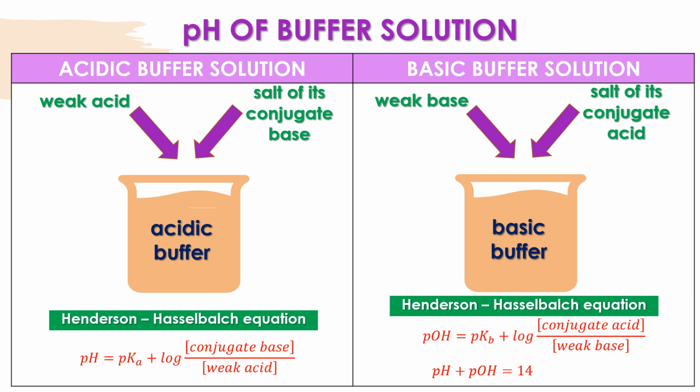So, kat sini kita nampak Henderson-Hasselbalch equation ni dia ada dua. Yang pertama untuk acidic buffer solution, yang kedua untuk basic buffer solution. Kalau kita tengok dia ada perbezaan. Kalau yang acidic, depan dia pH. Kalau yang basic, depan dia pOH. Kalau acidic dia pKa, basic dia pKb. Kalau acidic, dia conjugate base over weak acid. Kalau basic, dia conjugate acid over weak base.